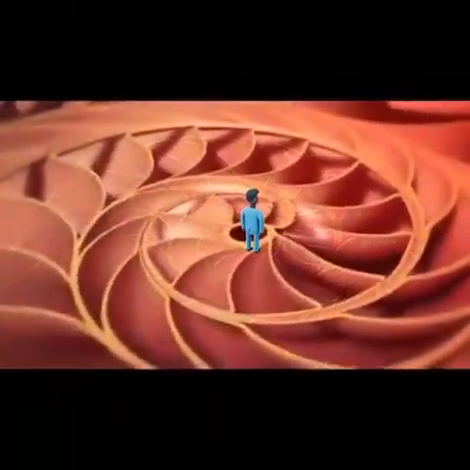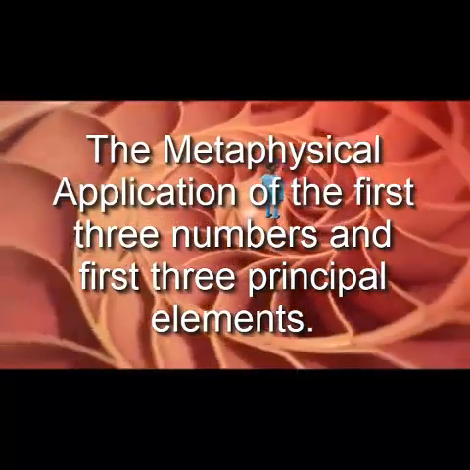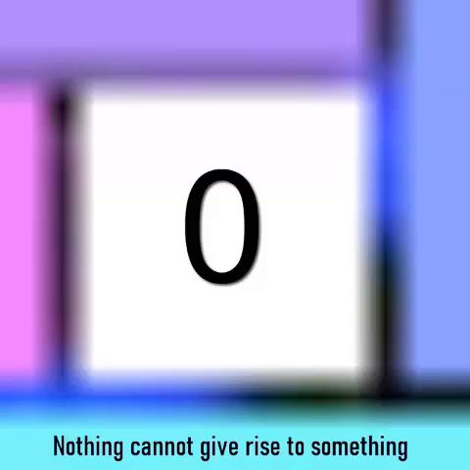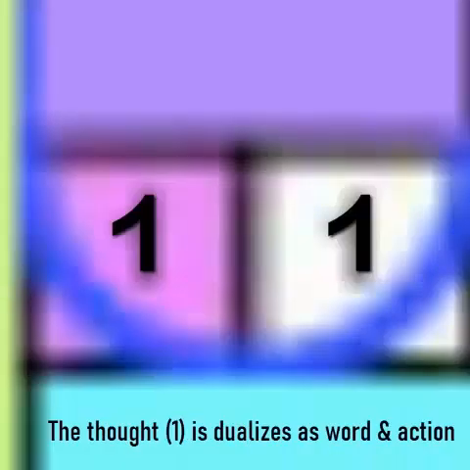So here now we're still going to apply some applications with the first three numbers and the first principal element. This may seem a bit advanced for some people, but it's required to understand the application of this Fibonacci sequence. Now we're going to start from 0, and nothing cannot give rise to something. Nothing is actually a potential something. In the silence of nothing, thoughts spring forth. And this one is dualized.